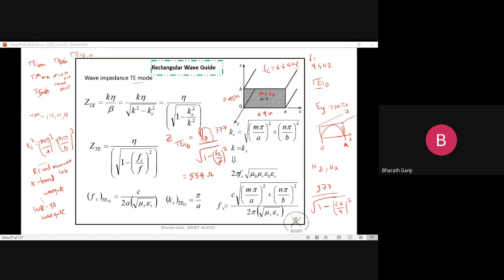Right, so is that it? Any other answer? Same, sir. Okay, same came. Right. So that is how you can see that the wave impedance for TE10 mode is greater than the intrinsic impedance.